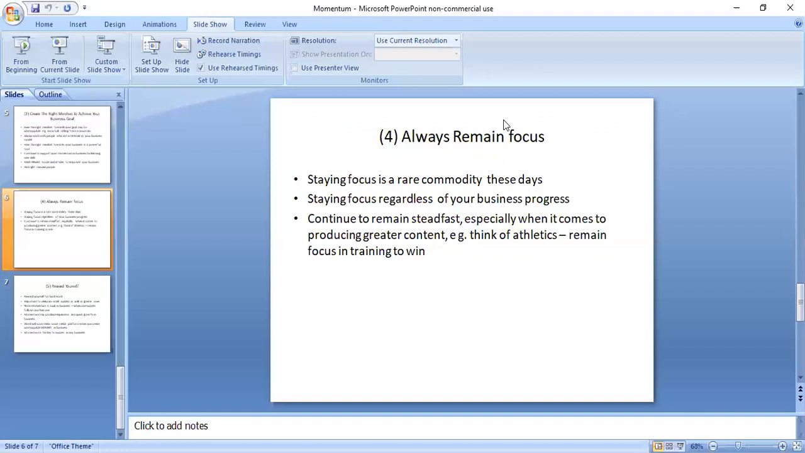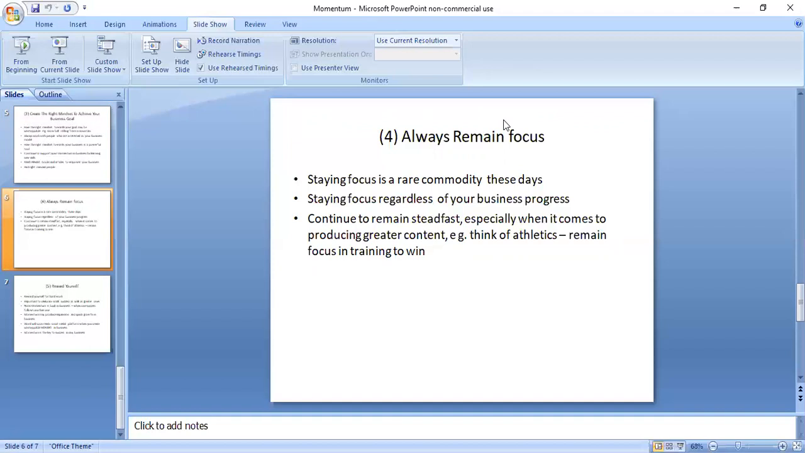Now we are also to continue to remain steadfast, especially when it comes to producing greater content. We've got to be focused. Whatever gets us started with the momentum, we have to constantly maintain that momentum with whatever we produce, the content of information that we put out there.